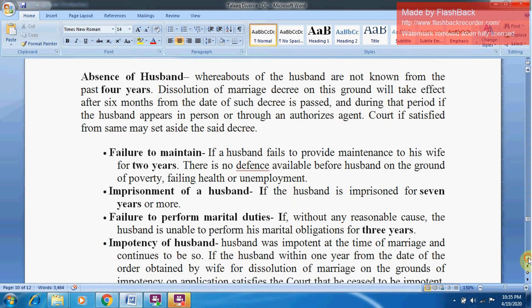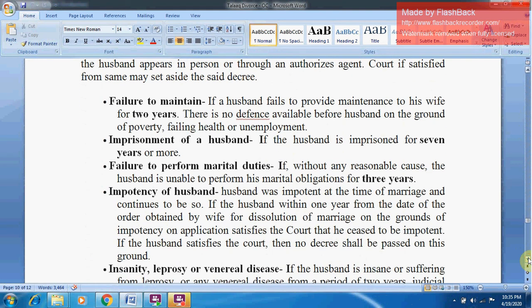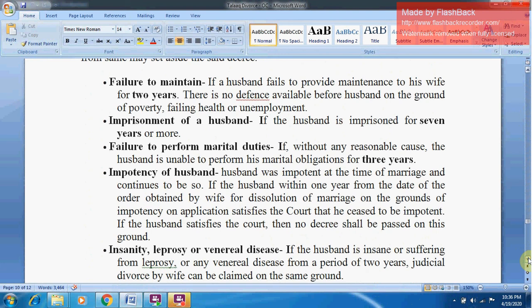And there are at least some of the points given under it. Then one point is failure to maintain under this Dissolution of Muslim Marriage Act. If a husband fails to provide maintenance to his wife for 2 years, there is no defense available to the husband on the ground of poverty, failing health or unemployment. That is also a good ground. And the imprisonment of the husband, if the husband is imprisoned for 7 years or more, that is also another ground. Then another ground, the third ground we can say, is failure to perform the marital duties. If without any reasonable cause the husband is unable to perform his marital obligation for 3 years, it is also a good ground for the dissolution of marriage.